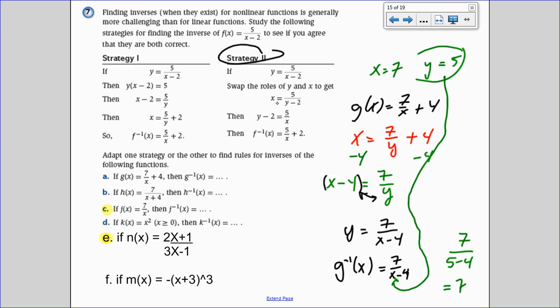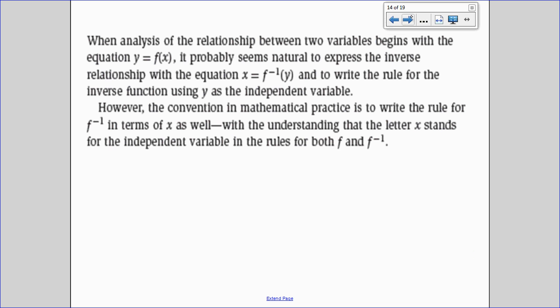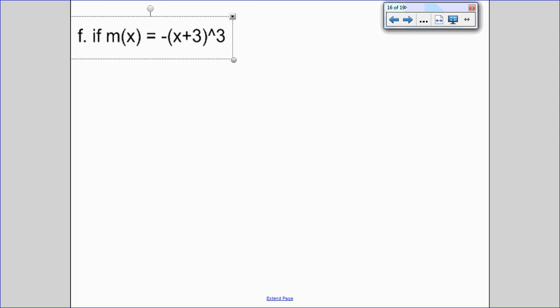So that's the gist of how you do this. You switch the x and y and then solve for y and put it in inverse notation. But undoing functions can be a little bit difficult. So here's an example right off the bat. So I'm going to switch x and y. This is normally my y, so I'm going to switch it to x, and then I have y plus 3 cubed. So let's think about how I can undo this and solve for y.